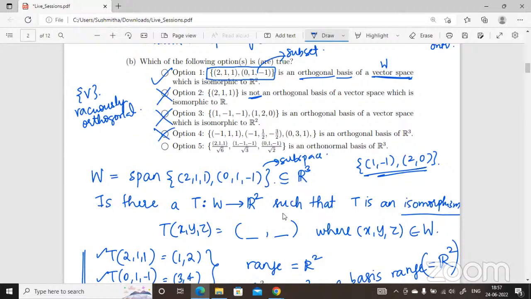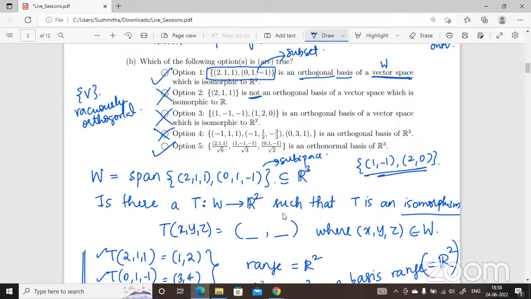Option 5. This is an orthonormal basis for R3. I guess it will be, because you just need to check whether the set is orthonormal. That is, they are perpendicular, orthogonal to each other, and the norm is 1. See, option 1 is orthogonal, we have already determined. So this is orthonormal. You need to check whether this vector is orthogonal to these two. Yes, it is. So it is an orthonormal basis for R3.